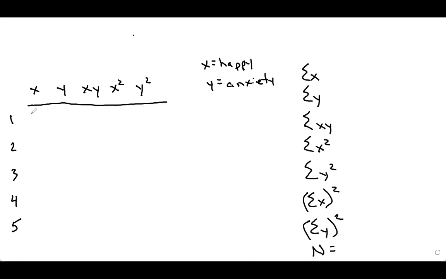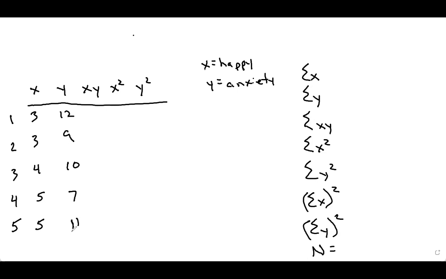For the first client, they scored 3 on happiness and a 12 on anxiety. Second person scored a 3 in happiness and a 9 in anxiety. Third person scored a 4 in happiness and a 10 in anxiety. Fourth person scored a 5 in happiness and a 7 in anxiety. And the fifth one scored a 5 in happiness and an 11 in anxiety. So those you could call the raw data for this statistic.